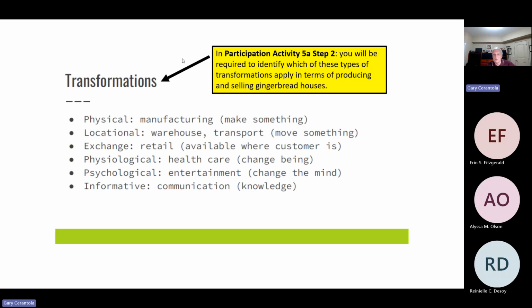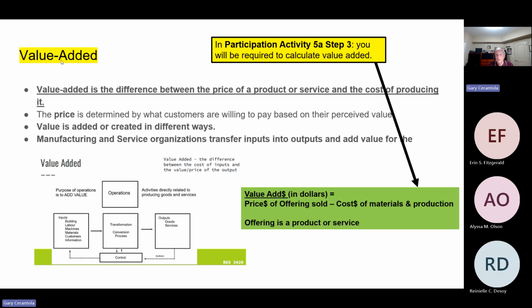But first, let's talk about the transformation. So in 5A, you're going to be building a gingerbread house, and in that gingerbread house, you've got some physical manufacturing. That's a transformation. You're going to sell that gingerbread house, so that's exchange. Those are two key transformations that you need to identify in your participation 5A and 5B. And what you need to understand too is step 3 in 5A, you need to calculate value add. Here's the formula. You take a look at the price of your offering. I think you're going to sell it for $3, and then you add up the cost to make one gingerbread house, the materials and the production. The price minus the cost is the value add, and you need to calculate that.